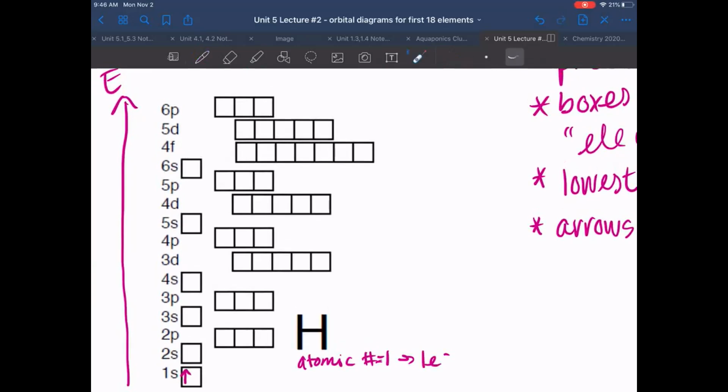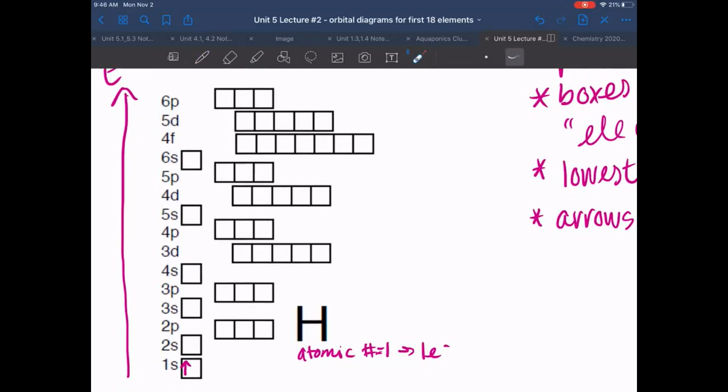These number-letter pairs to the left, we call our sublevels. So I call this my 1s sublevel, and this is an orbital box. The arrow is my representation of an electron. Not only can we show it visually, we're going to write what we call an electron configuration, which is just a formula. We write the sublevel, 1s, and then use a superscript to denote how many electrons are on that sublevel, which is 1. So 1s1. That is our electron configuration for hydrogen.